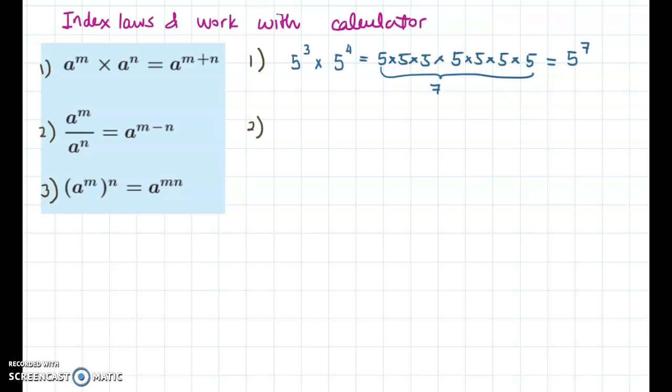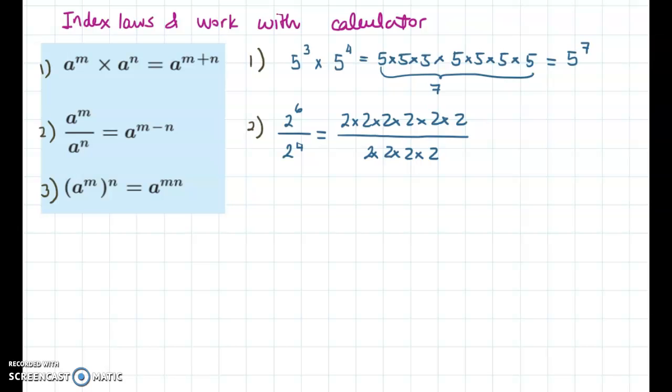For the second property, we are going instead to consider a quotient of two numbers with the same base. So let's say we have 2 to the power of 6, and we are dividing by 2 to the power of 4. What we are doing over here in the numerator, we are multiplying 2 by itself 6 times. Let me count 1, 2, 3, 4, 5, 6. And then we are dividing that by 2 multiplied by itself 4 times.